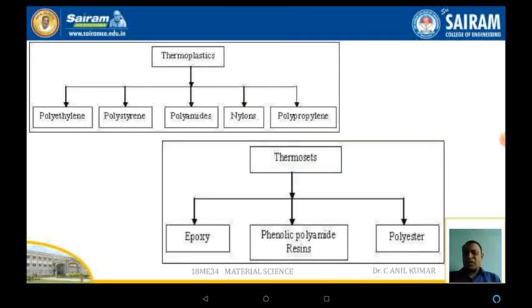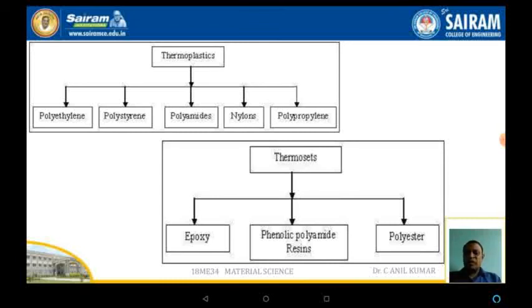The classification: thermoplastic as well as thermoset. In the case of thermoplastic materials, polyethylene, polystyrene, polyamides, nylon and polypropylene are some of the matrix materials normally having a major application in the composite industries. In the case of thermosets, epoxy material, phenol formaldehyde resins as well as polyesters have a major application in composite materials.